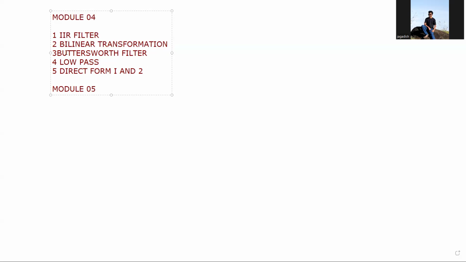Module 5. In module 5, it is completely theory based. You need to learn about the DSP architecture. Only one theory question will come on DSP architecture, so you need to learn that architecture. Also the DSP hardware units and the fixed point format, and how to do the fixed point format.